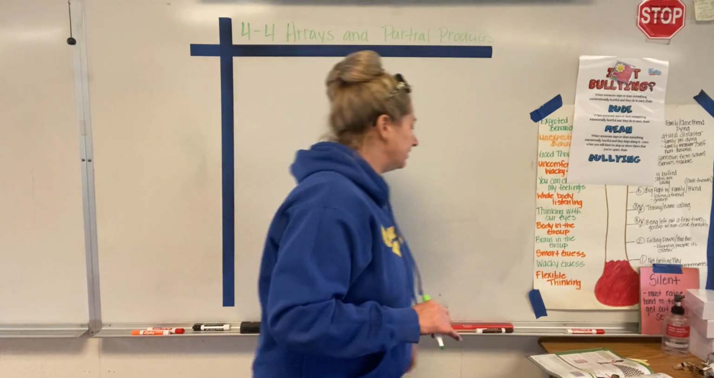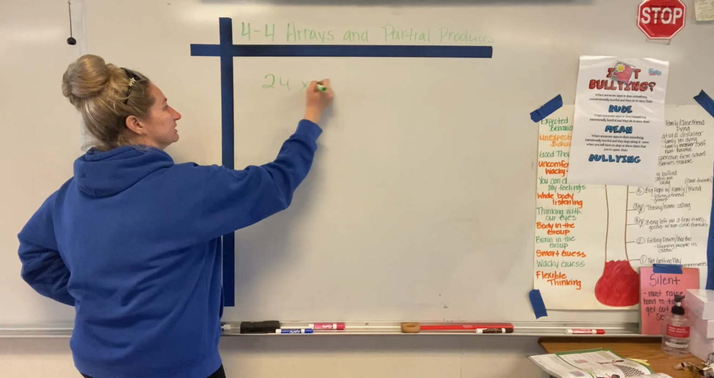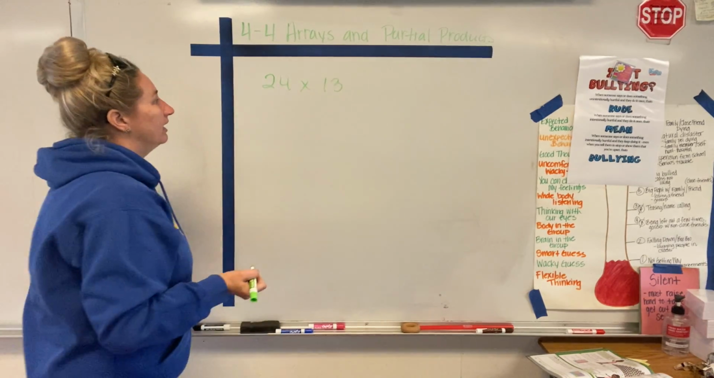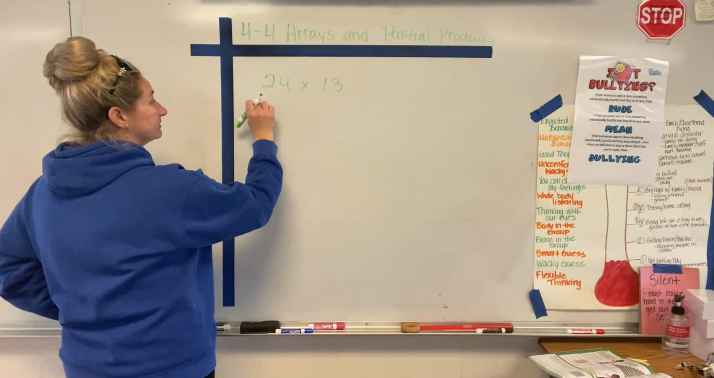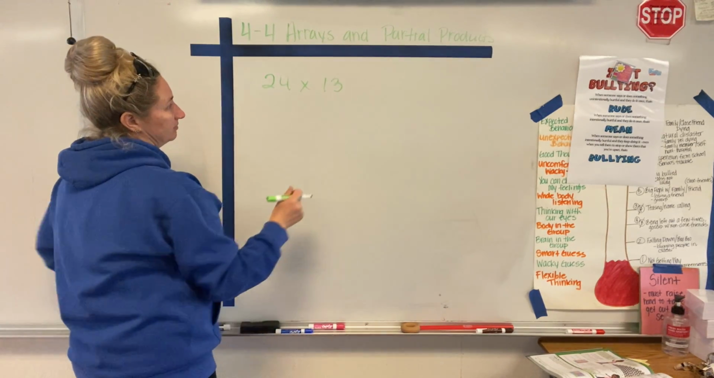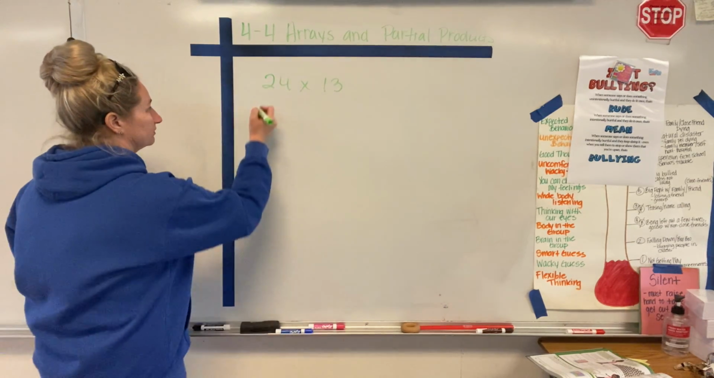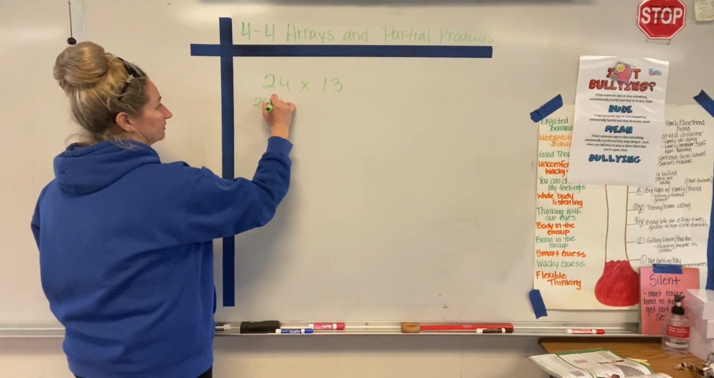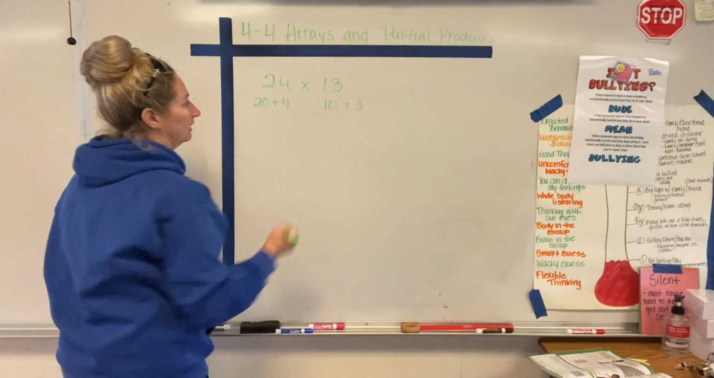So we're going to start with 24 times 13. Okay, now I have tens and ones and tens and ones, okay? So I'm going to break each number apart into its tens plus its ones. So 24 is 20 plus 4, and 13 is 10 plus 3, okay?